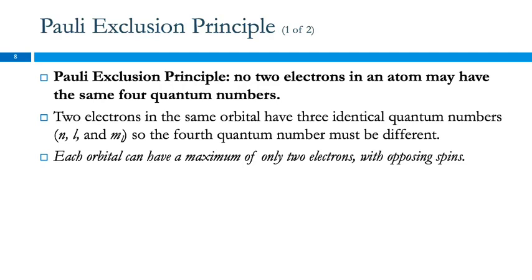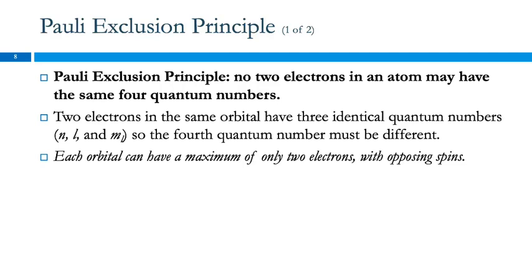So the Pauli exclusion principle says that no two electrons in an atom may have the same 4 quantum numbers. This is like saying no two citizens may have the same social security number. We have to have a unique identifier, just like no two students. Maybe it'd be better to say your student ID number. You can't have the same student ID as someone else, right? Because it would cause all kinds of problems. Each electron has its own unique set of 4 quantum numbers.